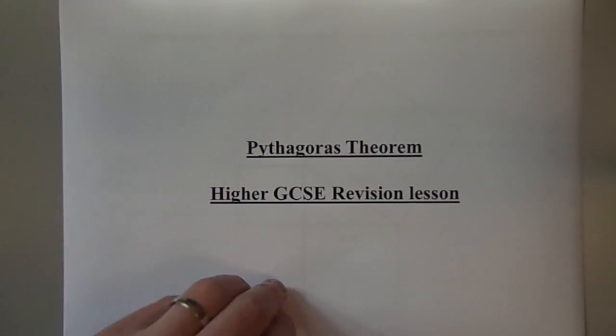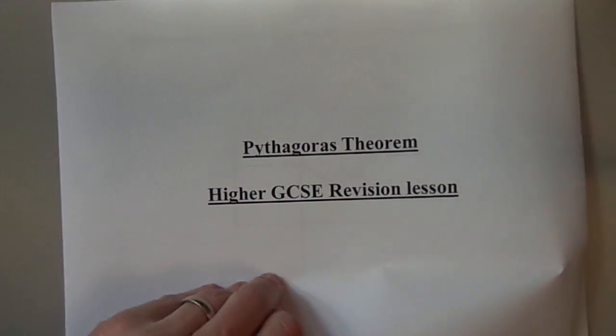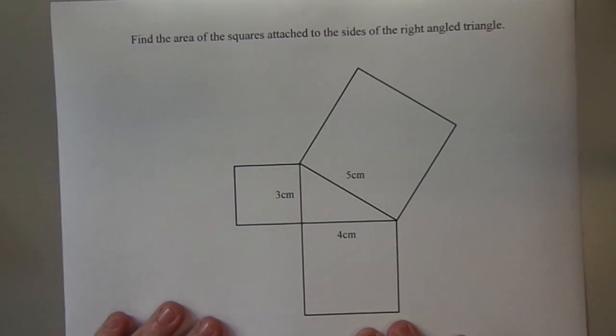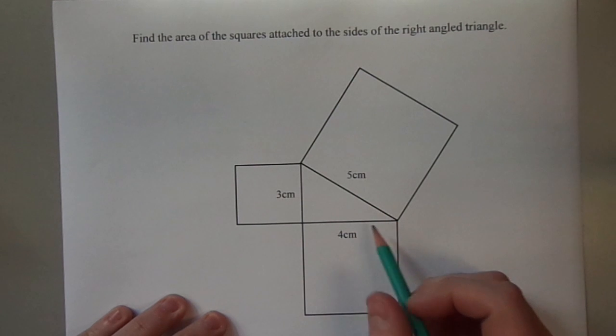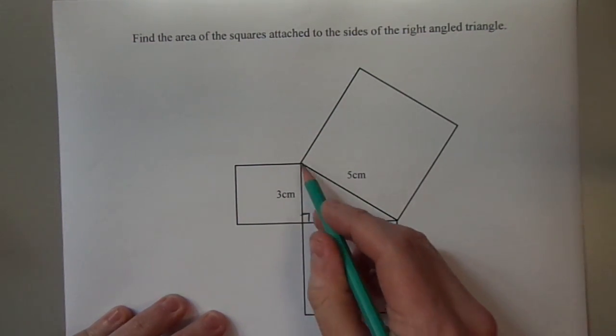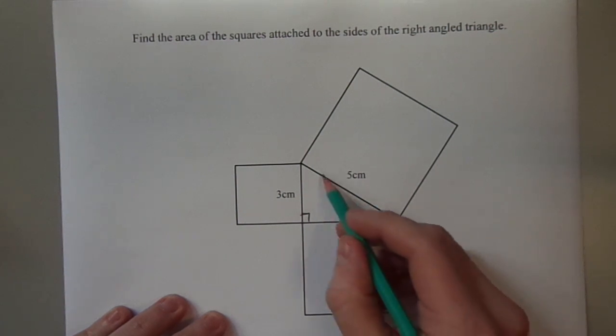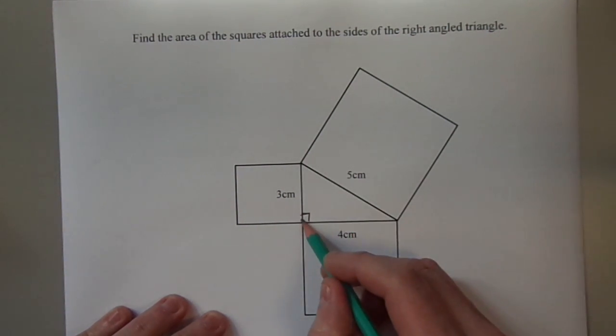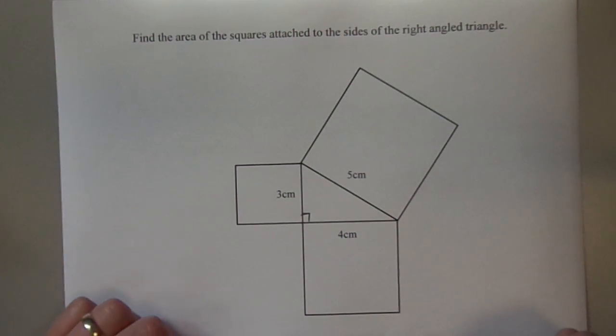This is the higher GCSE revision lesson on Pythagoras theorem. Okay, here we've got a right angle triangle. There's the right angle down there. These are the two shorter sides. The longest side, which is always the side opposite the right angle, is called the hypotenuse.